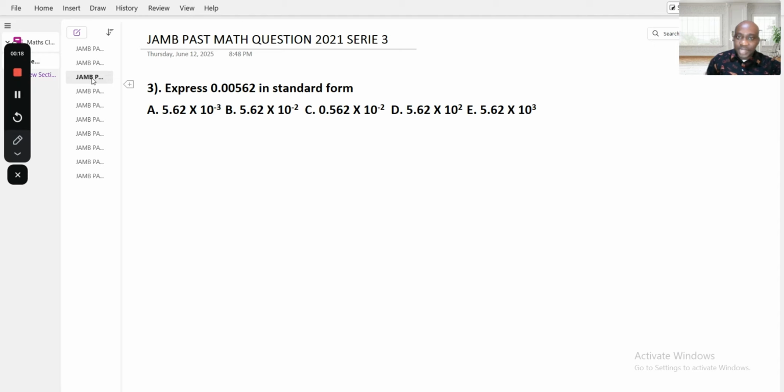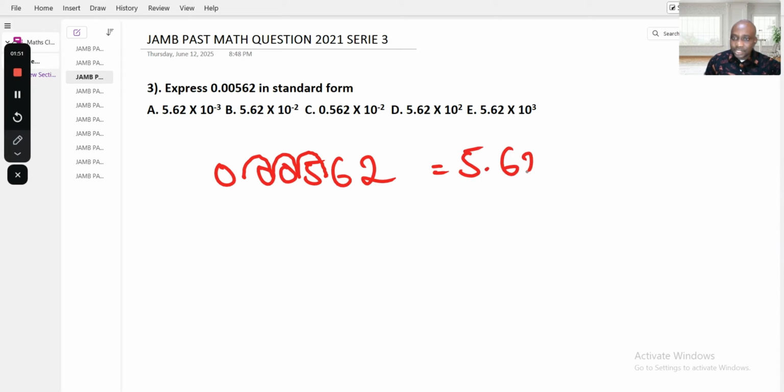Let's move to the next question. Express in standard form. Let me write out the question: 0.000562. You are going to move this point to where you will see significant figures. 1, 2, 3. You stop at 5. That is 3. It means that we move it to the right side 3 times. Our final answer is going to be 5.62 multiplied by 10 to the power minus 3. If you move it to the right side, it will always give you a negative sign. This is a standard form. Do we have 5.62 multiplied by 10 to the minus 3? Yes, our final answer is A.